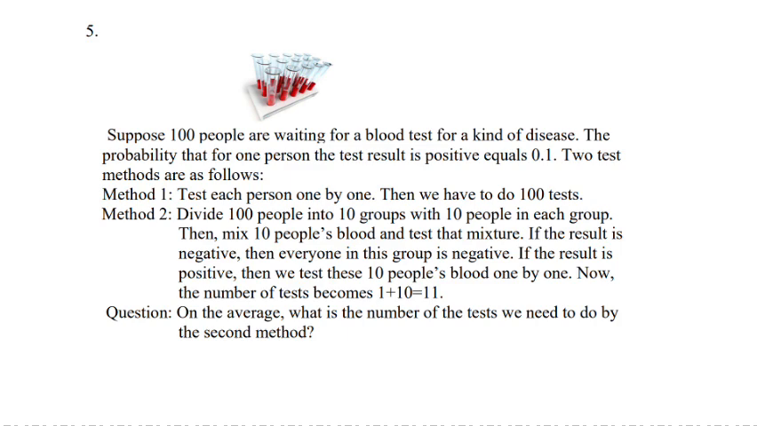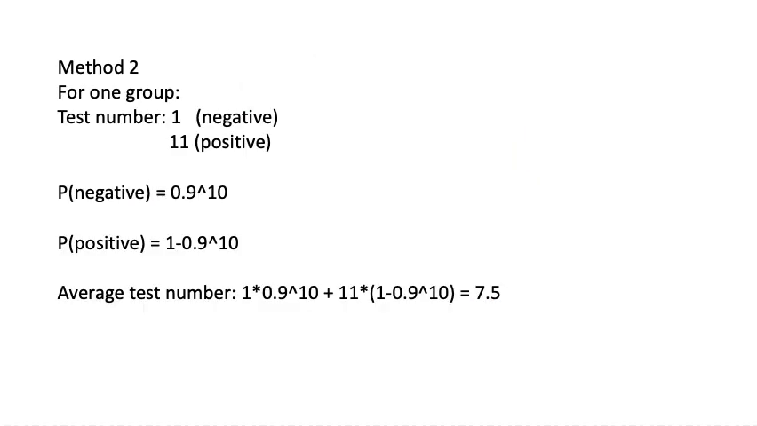The question is, on the average, what is the number of tests we need to do by the second method? For this problem, let's think of one group situation first. For one group, they have two ways.